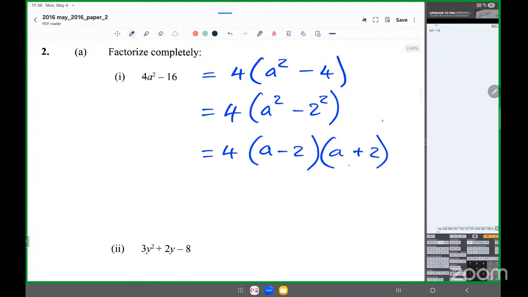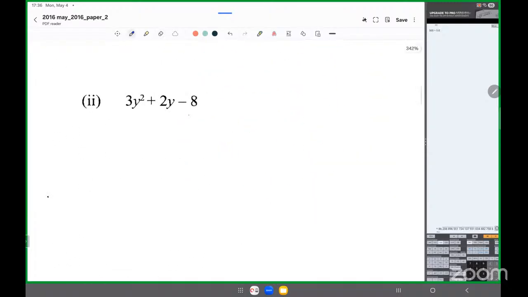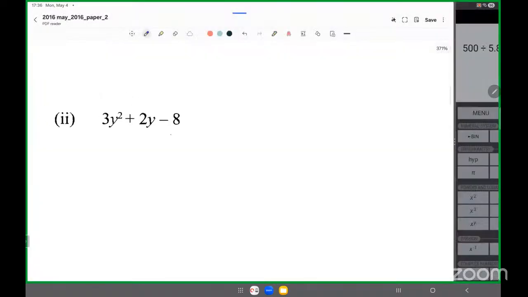Done. Next question. I want us to factorize this now. Let's go through the process. Long time we don't go through the process of splitting this middle value. All right, let's do it. So to split that middle value, you're going to multiply the two end coefficients first, which is the 3 times the negative 8. 3 times negative 8.